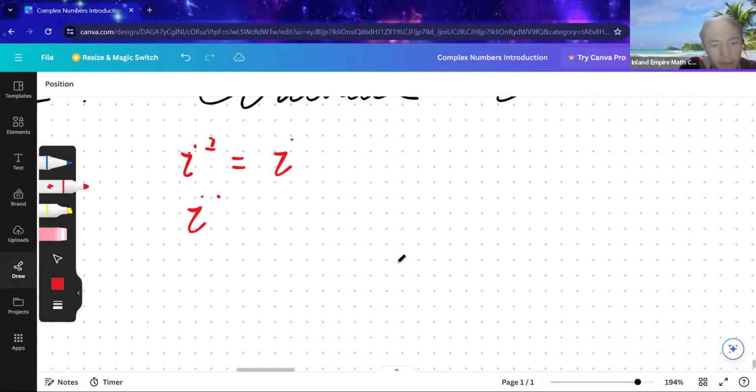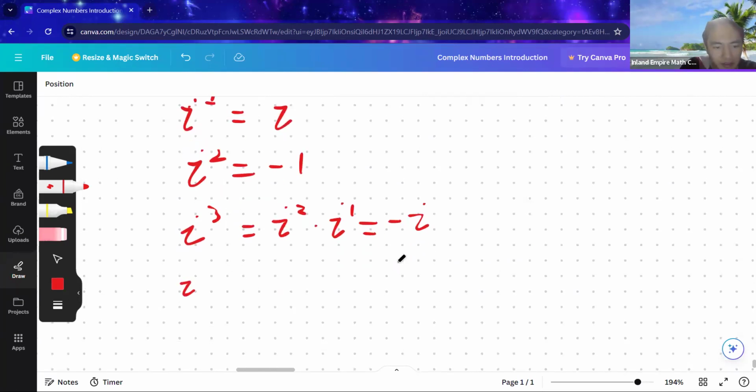Right? It's just i by itself. i to the second power would be -1, right? Because that's how i squared is defined. i squared equals -1. i to the third power is basically i squared times i, right? i to the first power. So that's really just -1 times i, so it's -i.